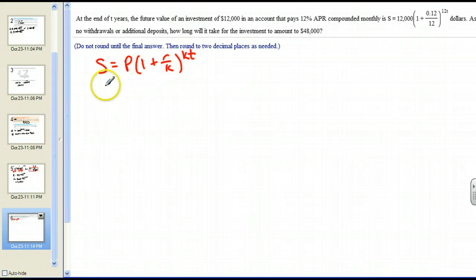So S, we're told that this is S. This is what we're going to grow to. This is P. So 48,000 equals 12,000 times 1 plus r, which was 12%.